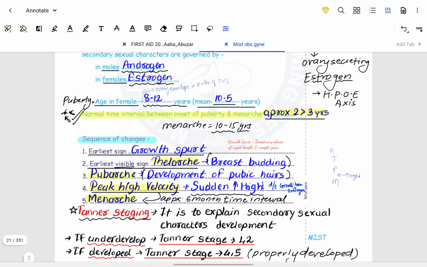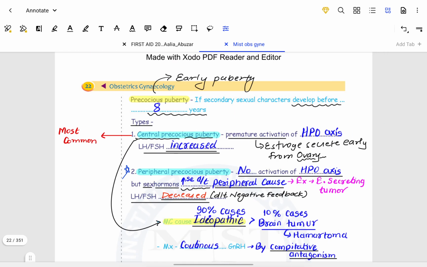Okay, now Tanner staging, it is to explain secondary sexual characteristic development. If underdeveloped, Tanner staging is 1, 2, and if developed, Tanner staging is 4, 5. Properly developed, Tanner staging will be 4 to 5. Precocious puberty, if secondary sexual characters develop before 8 years.